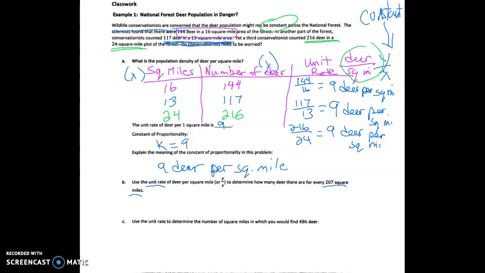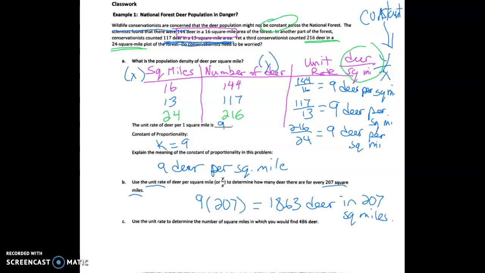And we now have 207 square miles. So if there's 9 deer per 1, we can multiply that by the number of square miles. If you just multiply them together, you get 1,863 deer in 207 square miles.